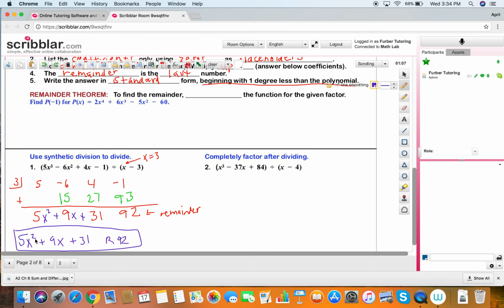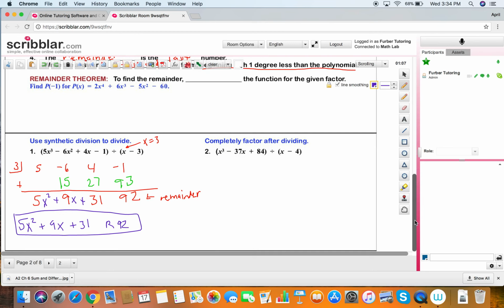It's actually a much faster method once you understand it. So I didn't ask this, but if it asked whether or not x minus 3 is a factor of this polynomial, you would say no, because there's a remainder. If there's a remainder, then it's not a factor of that polynomial. Okay, I'll do the second example on the next video.